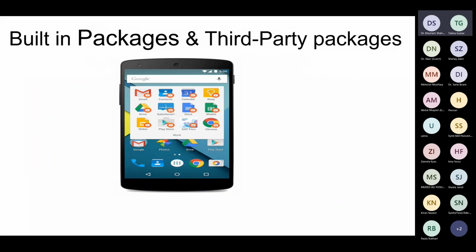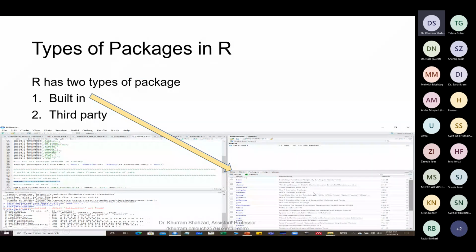And I said the packages are of two types. When you purchase a mobile, some applications are already installed, and some, like Tutors and WhatsApp, are not installed. So these are third-party packages, which are developed by different people, and the mobile company does not own those packages. The same is the concept in R software. When you install the R software, some packages are already installed, but some you have to install.